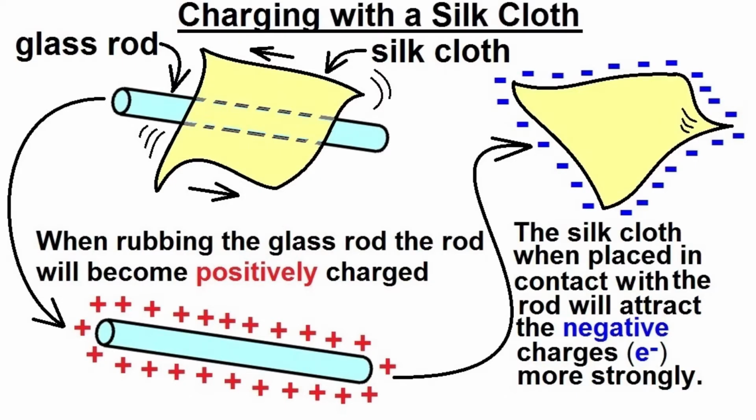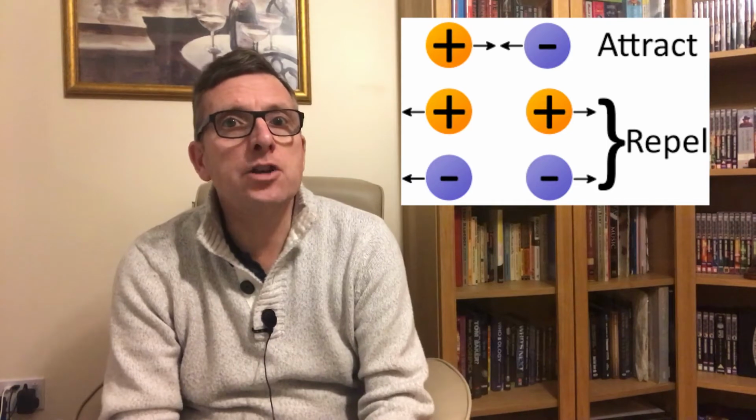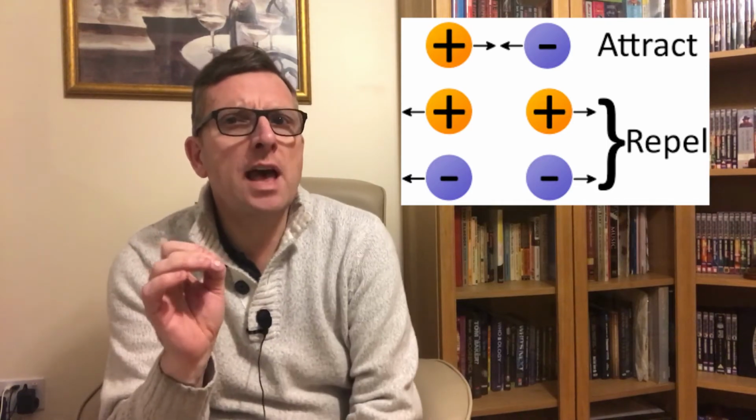So when some materials are rubbed together, electrons can be transferred from one material to the other, and you recall from your lessons that electrons possess a negative charge. So therefore, a build-up of electrons will create a negative charge, and conversely a lack of electrons creates a positive charge.